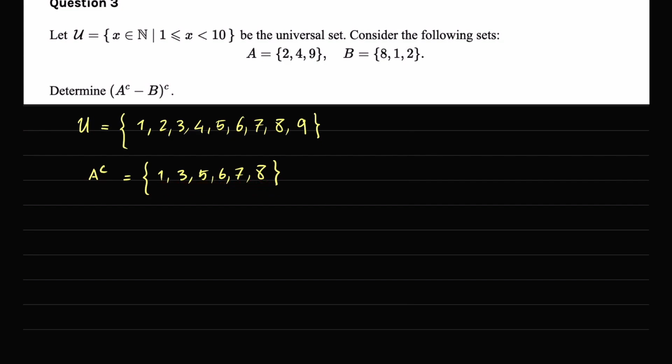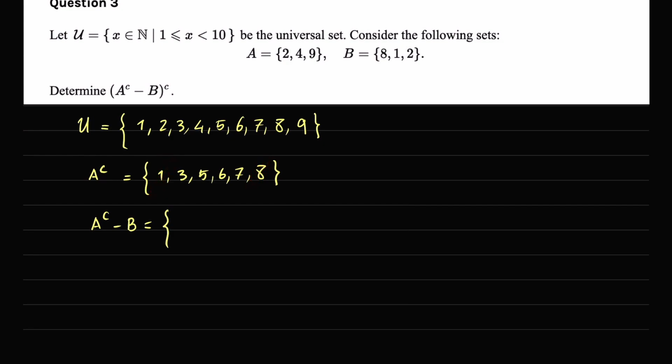Okay, that's correct. And now the next step is to determine A complement minus B. A complement minus B means the elements that are in the first set but not in B. 1 is here and there, so it is not acceptable. So 1 is crossed over, 8 is crossed over, and also 2 is crossed over, but there is no 2.